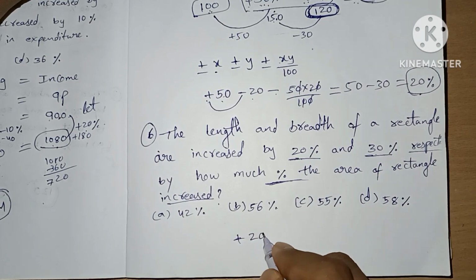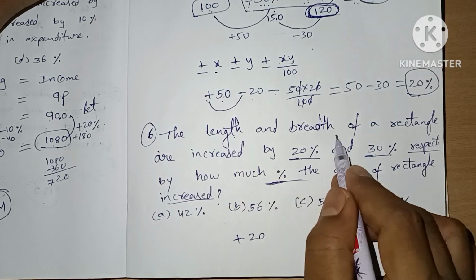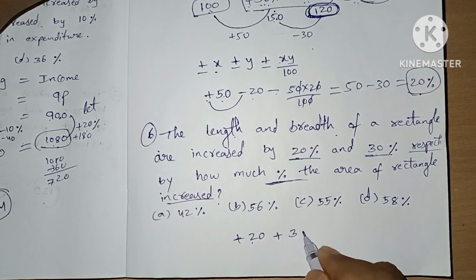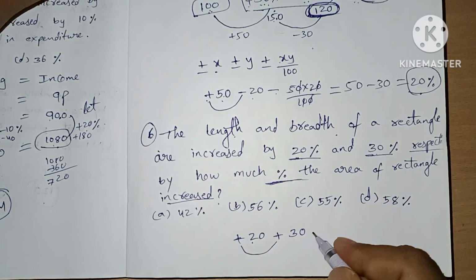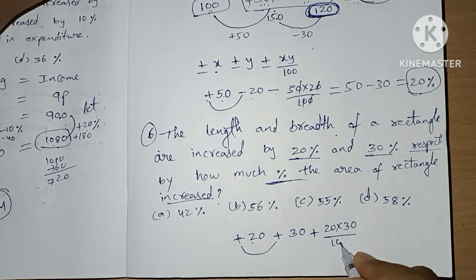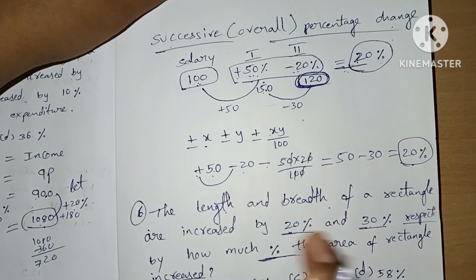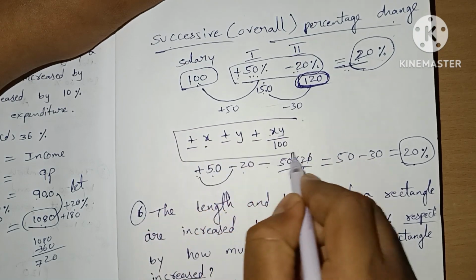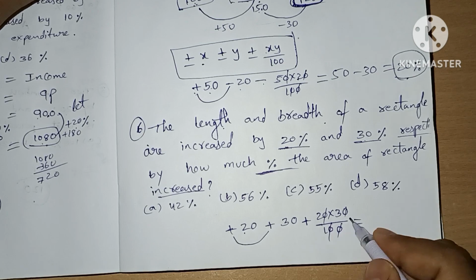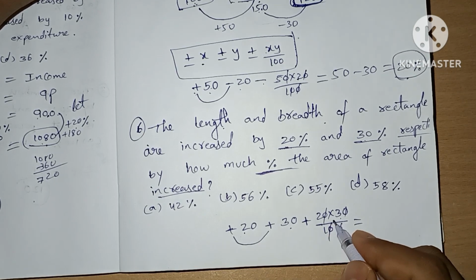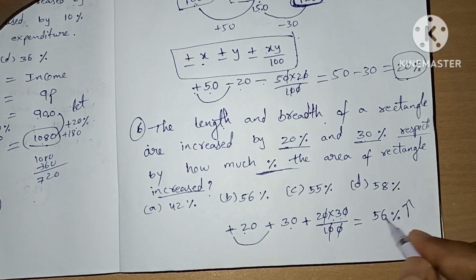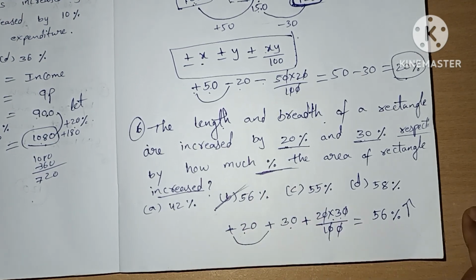We have two percentages, x and y. He said both length and breadth are increased, so plus 20 and plus 30. Plus into plus will be plus, and the formula is 20 into 30 divided by 100. Now what we get is 6. 50 plus 6, 56, is the total overall percentage increase. So the answer will be option B, 56.